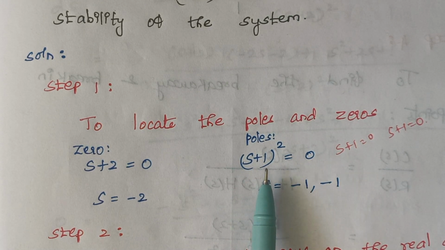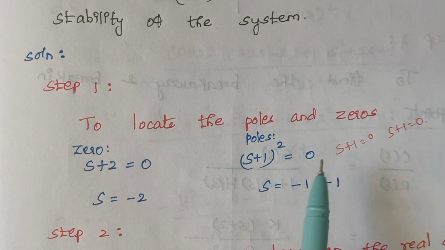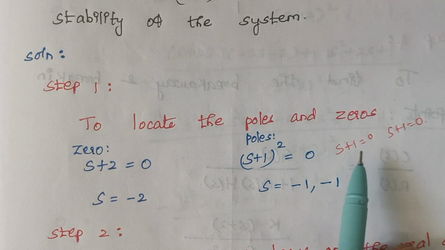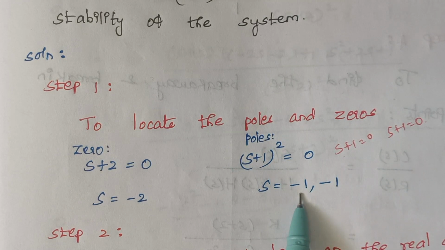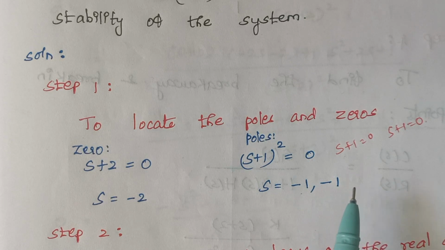And the poles: s plus 1 whole square is equal to 0. When you split this term, how can you write this? S plus 1 into s plus 1. So when you equate s plus 1 equal to 0, we get the value of s as minus 1. And similarly here also the value of s is minus 1.